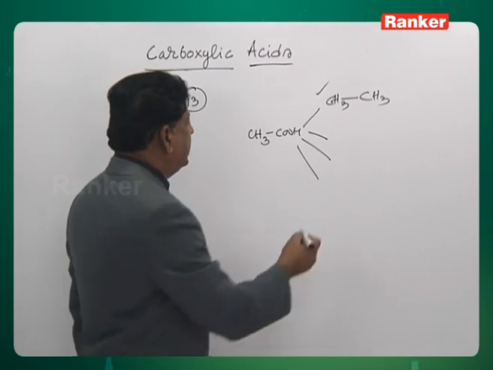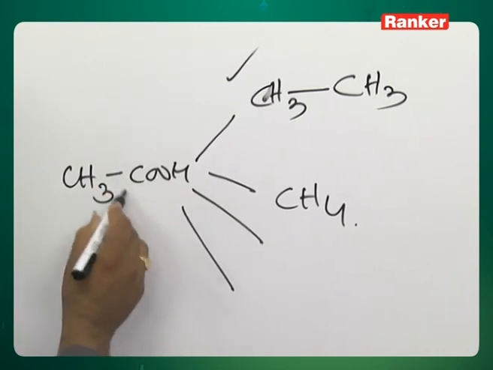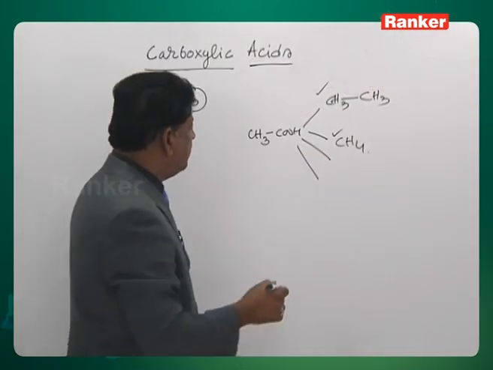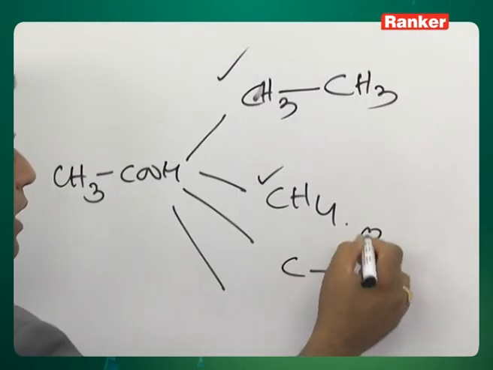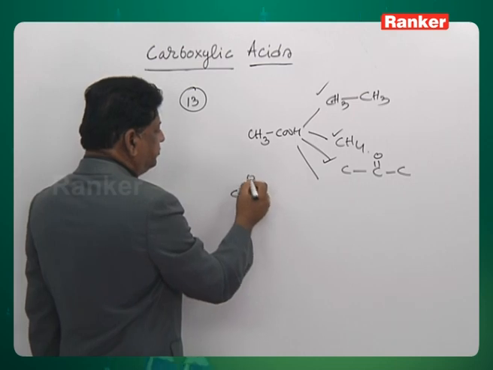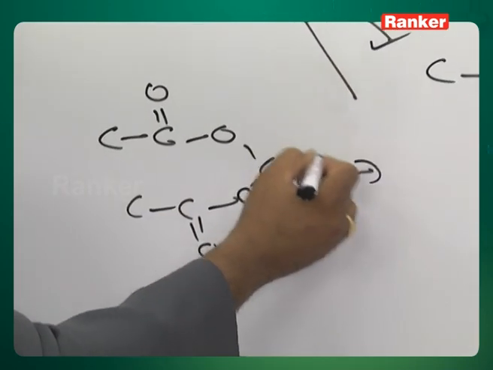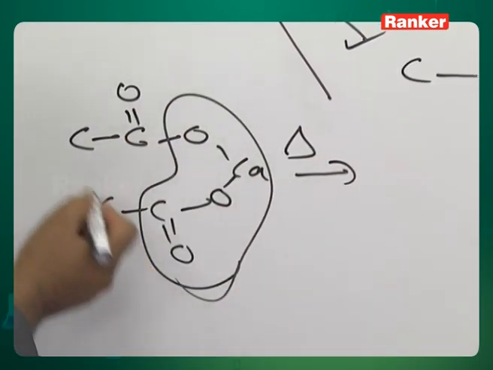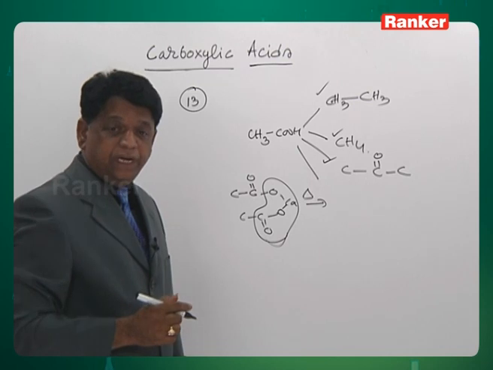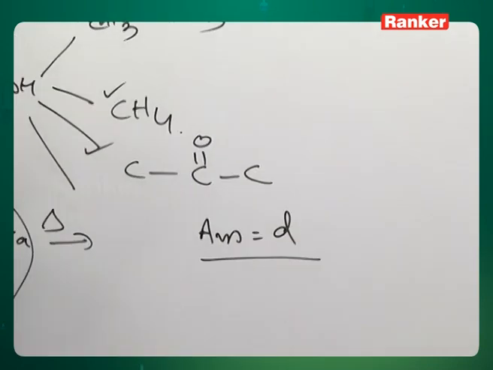And if he wants to prepare methane, methane also can be prepared: make a sodium salt and go for soda lime decarboxylation, and you will get methane as the result. And if he wants to prepare acetone, it is also possible, because you make a calcium salt of acetic acid. Acetic acid is treated with calcium hydroxide, you will get a calcium salt, pyrolysis will make calcium carbonate back and you will get acetone. So all of A, B, C are right, therefore option D will be the right answer.